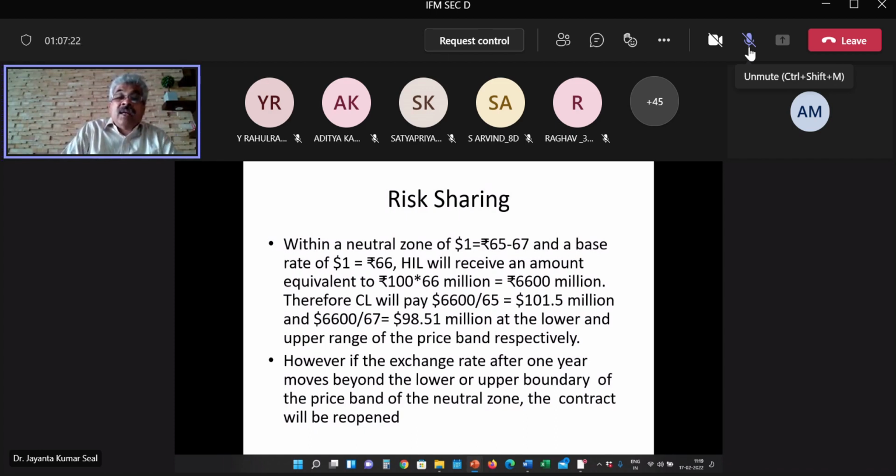So what is the maximum amount and minimum amount Creso will pay? 6,600 divided by 65, that is 101.5 million, or 6,600 divided by 67, that is 98.5. This is the maximum and minimum amount. If the exchange rate is 65.5, they will pay 6,600 divided by 65.5. If it is 66.2, 6,600 divided by 66.2, and so on. Okay. If the exchange rate goes beyond the upper boundary or lower boundary of the neutral zone, the contract will be reopened like the previous case also.